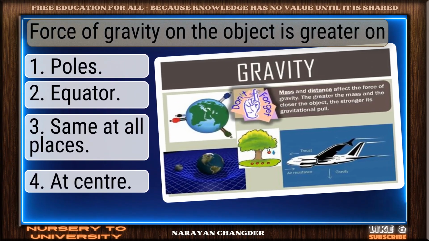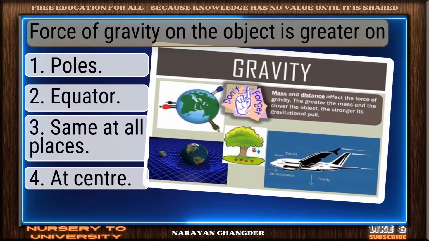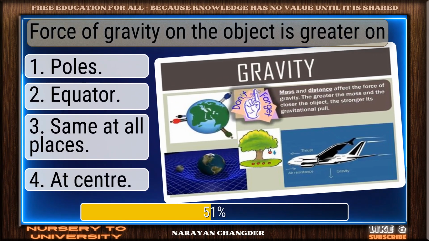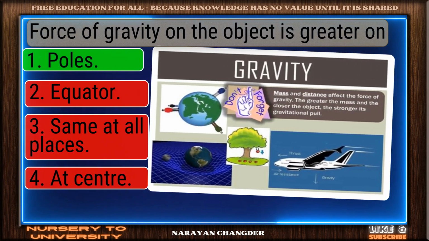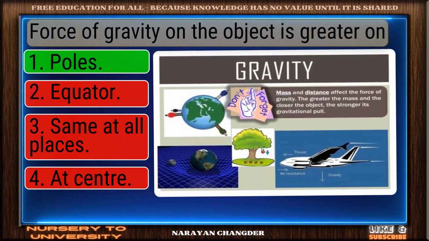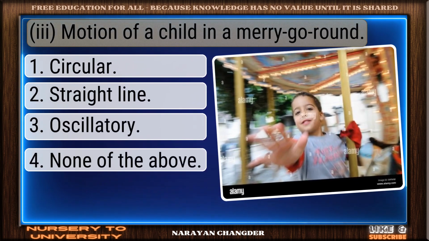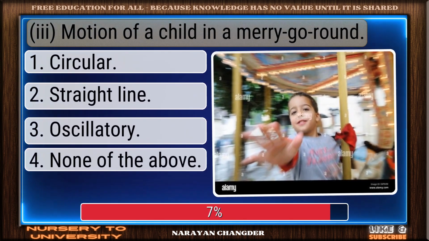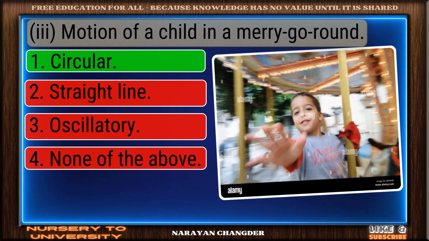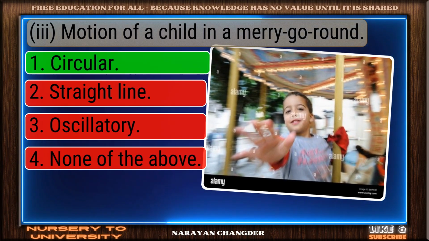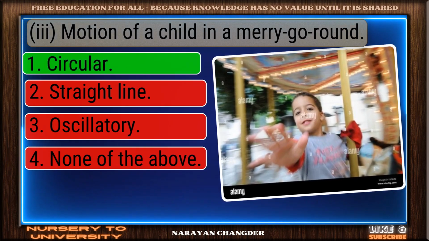Question number 51. Force of gravity on the object is greater on. Correct response. Poles is the most accurate answer. Question number 52. Motion of a child in a merry-go-round. Clear logic. Your choice, circular, is sound and 100% true.